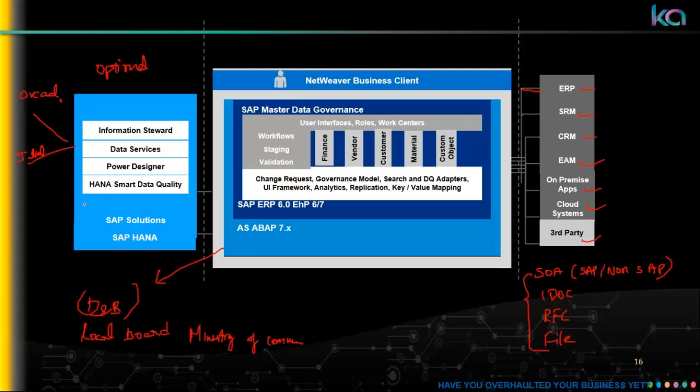So this would be your source, which has quality of information. Now MDG is kind of an ongoing maintenance. Any record which is newly created or any record which is going through changes, MDG will make sure that it meets the quality standards.